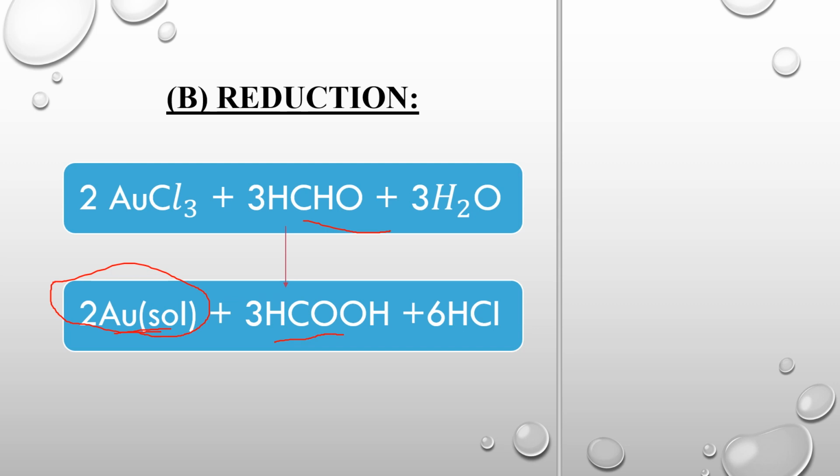When salt of gold or salt of some other metal combines with formaldehyde HCHO in the presence of water, it will reduce the metal to its sol and it will produce HCOOH, formic acid, and HCl.